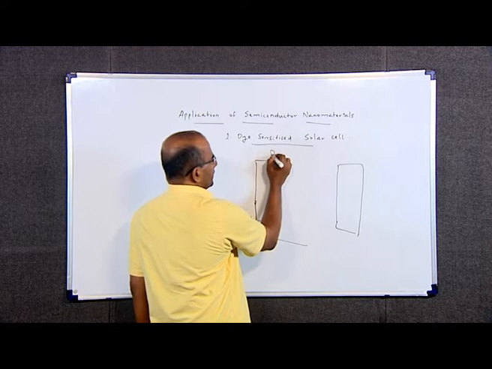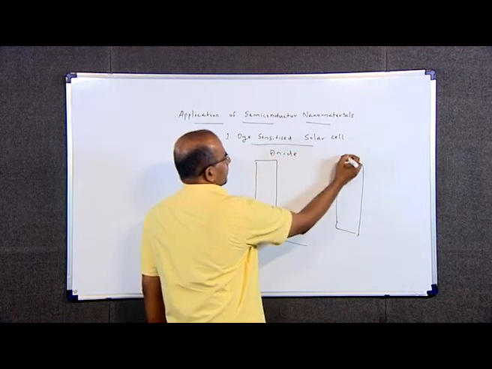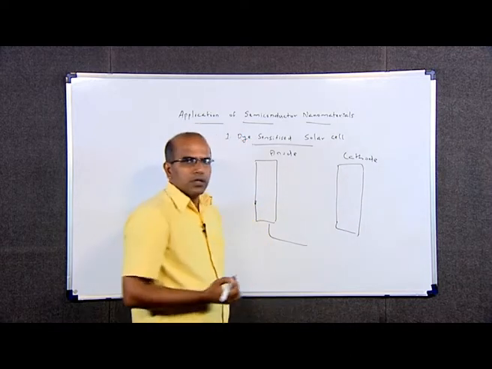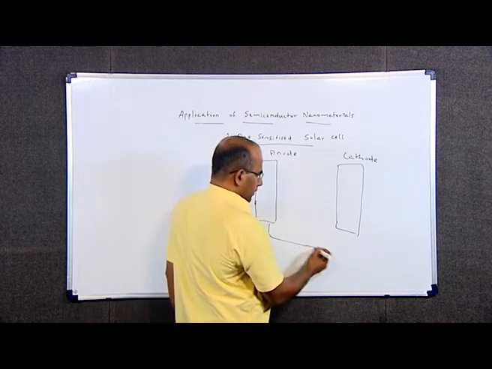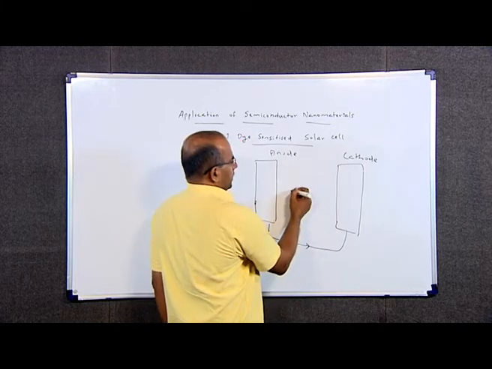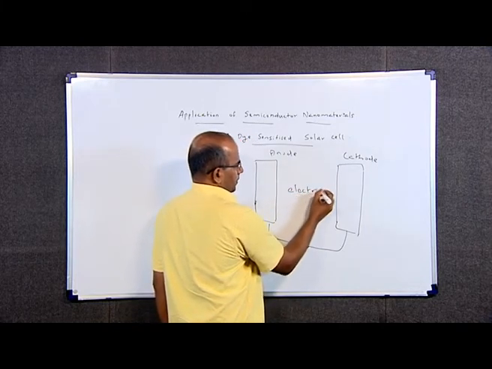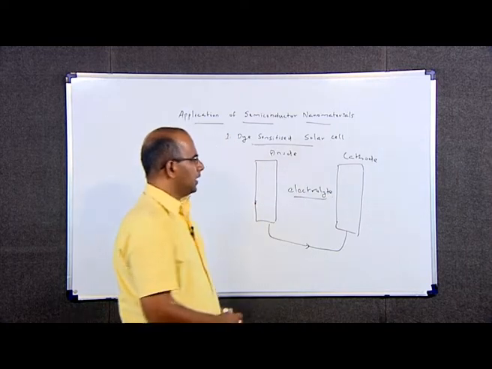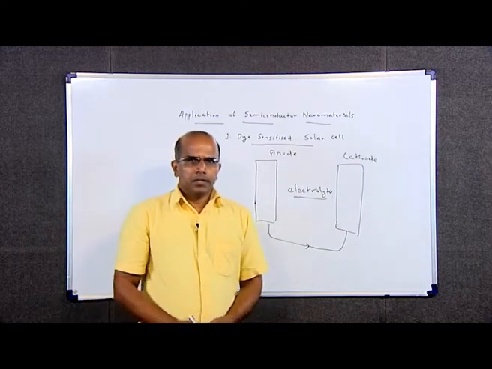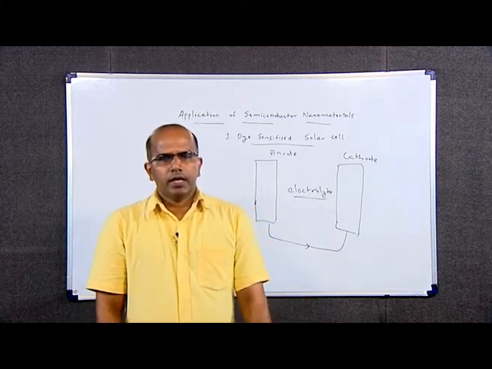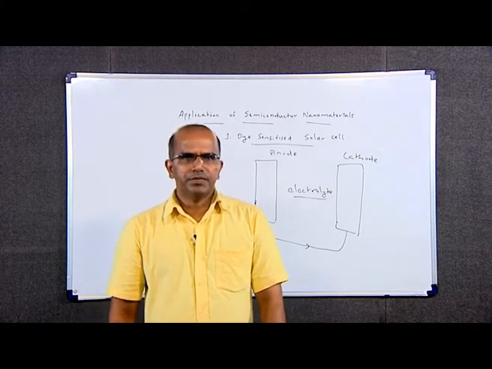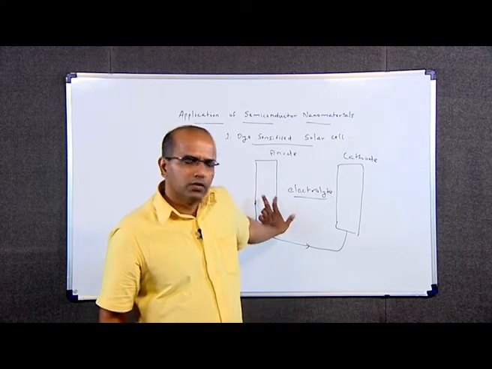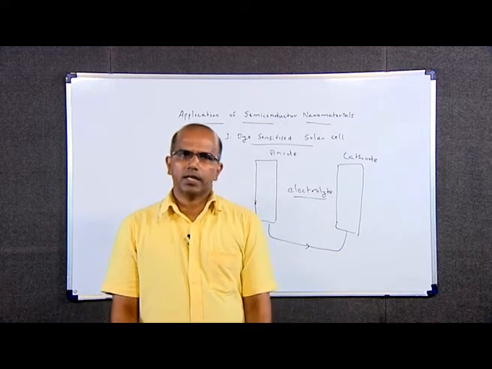an anode, a cathode, and in between you have an electrolyte. Anode, cathode and electrolyte. And the speciality of this anode and cathode here is they are conducting surfaces. Otherwise, electrons cannot move from the anode to the cathode.